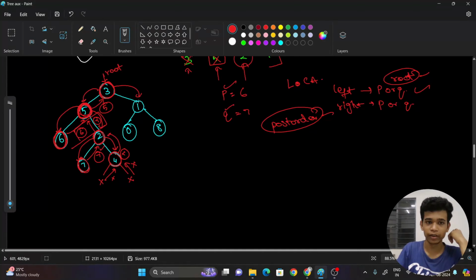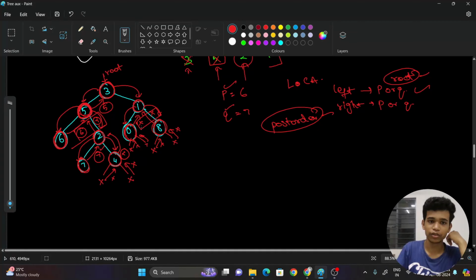Okay, now I'm going to here. Whether this 1 is equal to P or Q, no. Whether this 0 is equal to the P or Q, no. Go to the null, return null. Go to the null, return null. Okay, now here also it returns null. Go to the right. Whether this 8 is equal to the P or Q, no. Go to here, it returns null. Go to here, it returns null. Okay, for this 8 also it returns null.